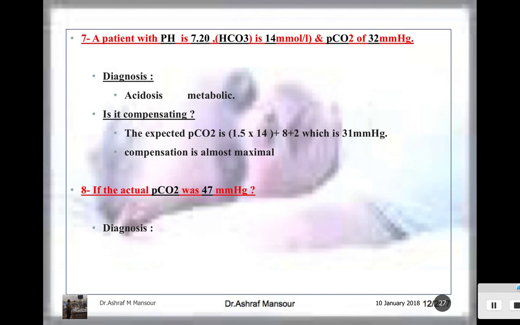If in this case we found that the CO2 is 47 and the maximum must be 31, what is the diagnosis here? It is mixed respiratory and metabolic acidosis. But at that time you will find that the pH will not be 7.2. The effect of the higher CO2 will decrease the pH more, so it will be mixed respiratory and metabolic acidosis.